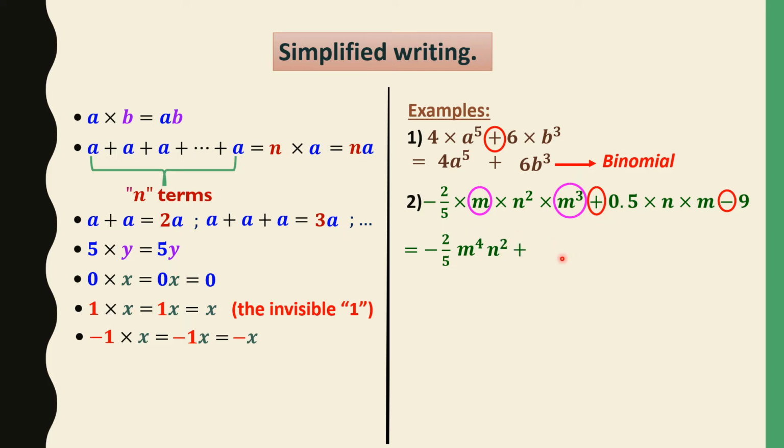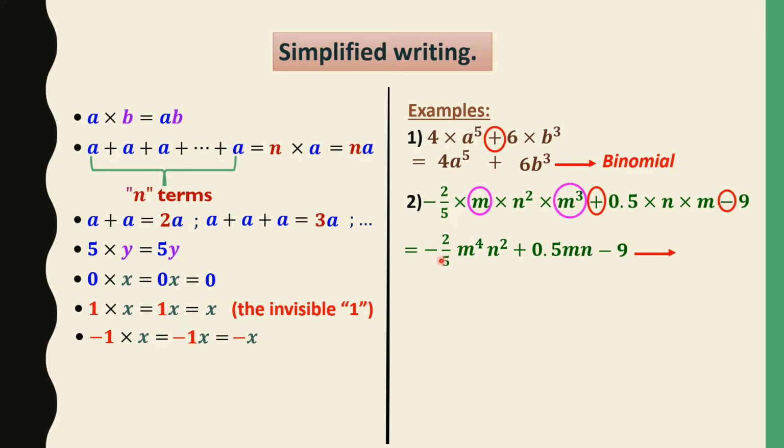Now the plus, we copy it. Here, the times, we can remove them. M and n are different variables, so I cannot write them in the form of 1 power. So I write 0.5mn. If you want, it's better to write the variables in alphabetical order. M comes before the n. In the end, I copy negative 9.